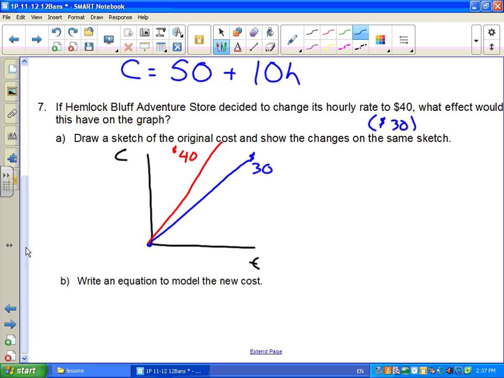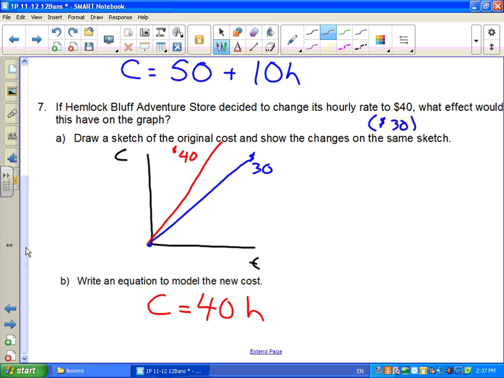Okay. Write an equation to model the new cost. Well, our new cost, I'll do this in red, cost equals something times h. What do we have to multiply the number of hours by to get the total cost now? Riley, what do we have to multiply it by? But we've changed that 32, so it's going to be, cost is 40 times the number of hours. All right.